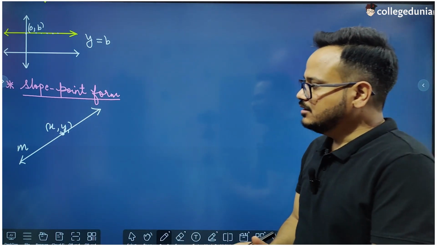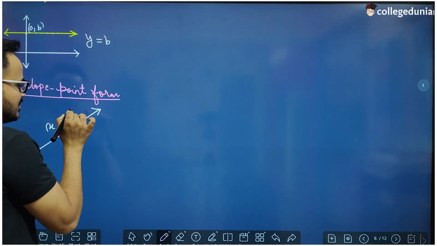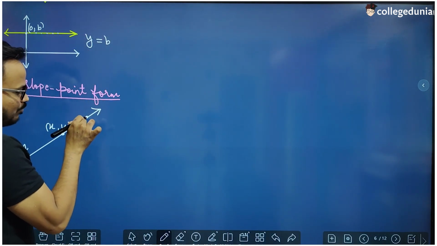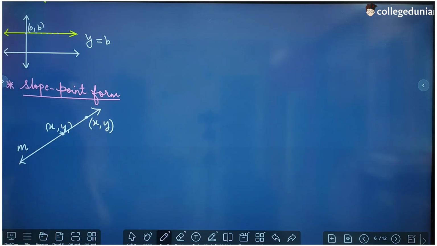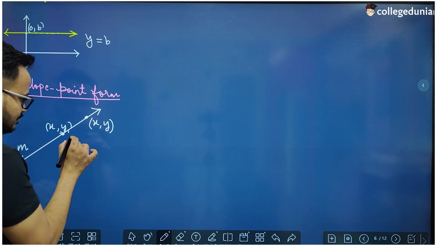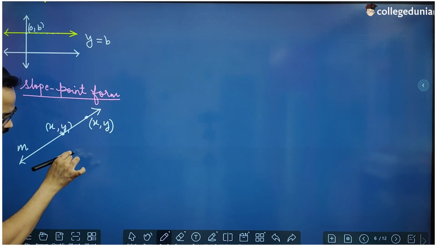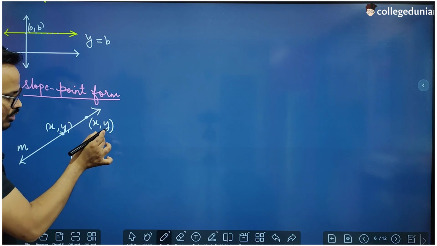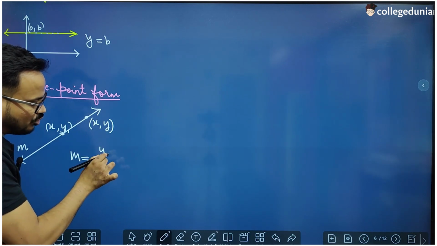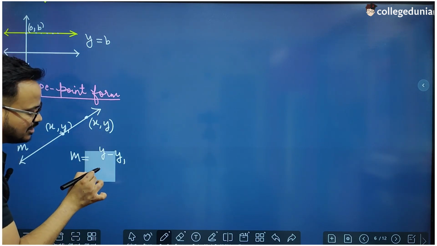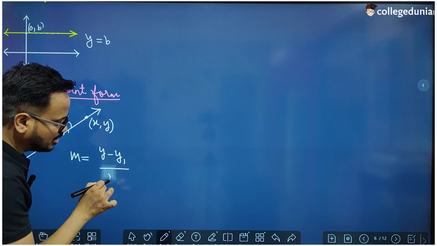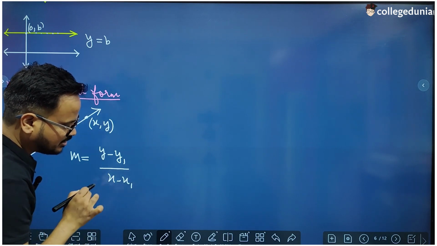So x and y is a general point which lies on this line. This is a point, general point x comma y, in terms of which we are going to find the equation of this line. So these are the coordinates of every point which lies on the line. So we can say that this slope m, which is known, is equal to y minus y1 using the formula of the slope y2 minus y1 by x2 minus x1. So we can say that m equal to y minus y1 divided by x minus x1.